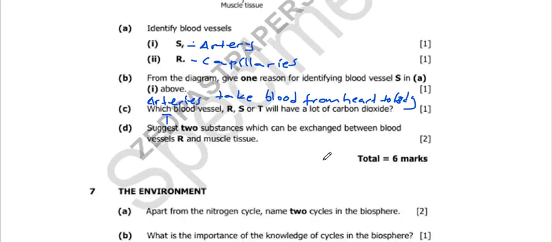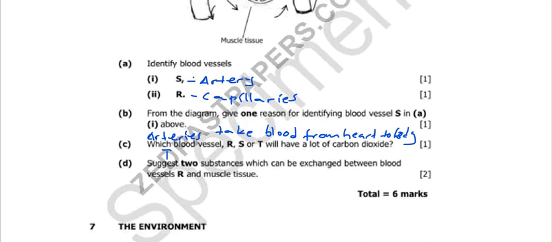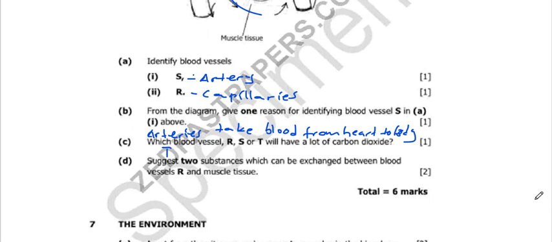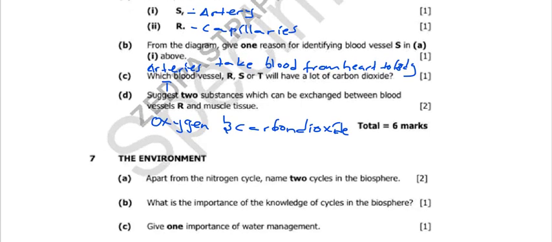Question D. Suggest two substances which can be exchanged between blood vessel R and muscle. Where's blood vessel R? Blood vessel R is this part. So the two things that will be exchanged are, firstly, oxygen coming from the heart to go into the muscles through blood vessel R, and the carbon dioxide in the muscles will come into the blood through blood vessel R. So we'd have oxygen and carbon dioxide. And you'd earn yourself 6 marks on this question.